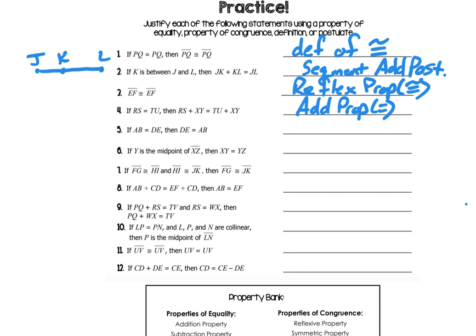Okay, number 5, AB equals DE, DE equals AB. All I did was take the two statements and flip them over. Symmetric. Yep, when two things are flipped over, it would be symmetric. And this is the one that has two of them. So this is the symmetric property, and between the statements is an equal sign. So it'd be the symmetric property of equality. Okay, number 6. If Y is the midpoint of XZ, then XY equals YZ.